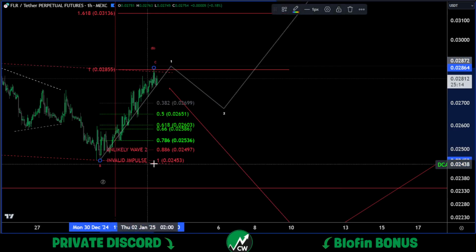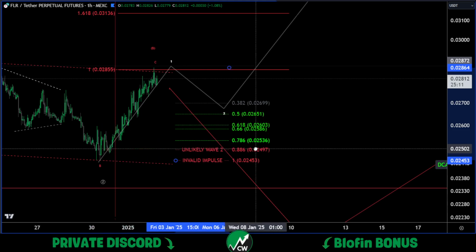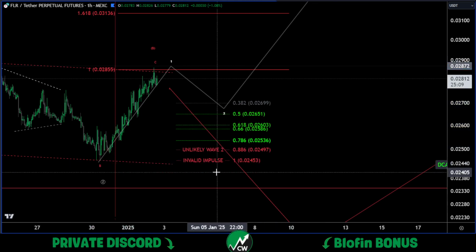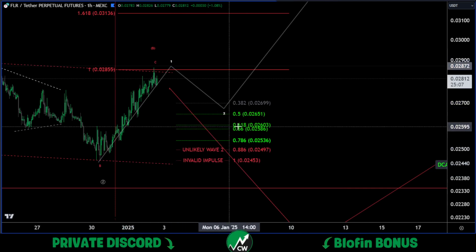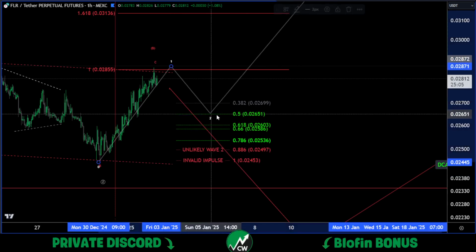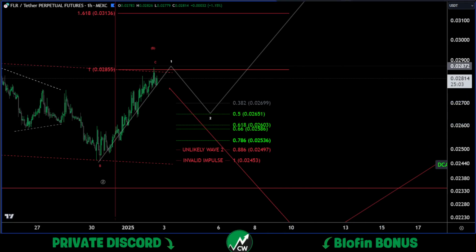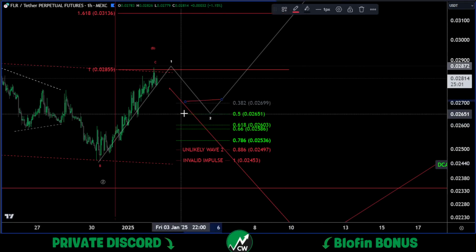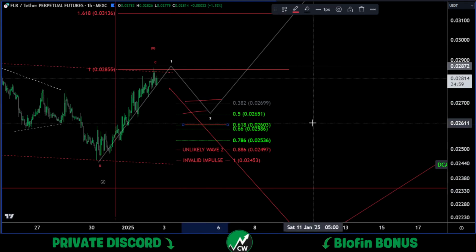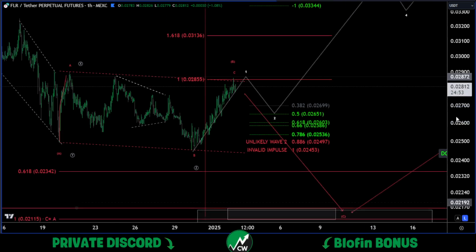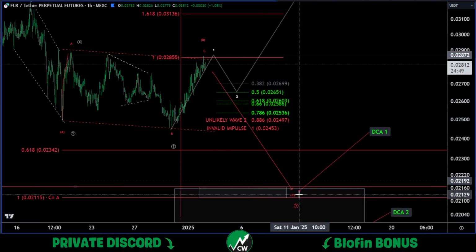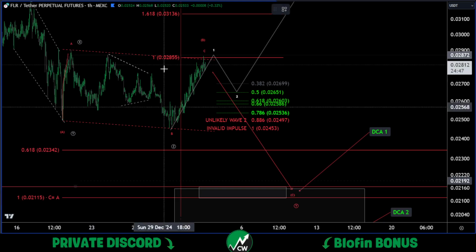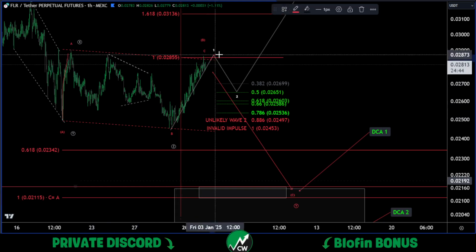If we pass 2.453, this impulse is invalid as this one and a 2. So your choice is to DCA at these levels once this wave finishes with your stop at the low. I suggest risking 1% maximum, not financial advice. This is just what I do. And if this fails, I'm ready to take another entry after this rollover.